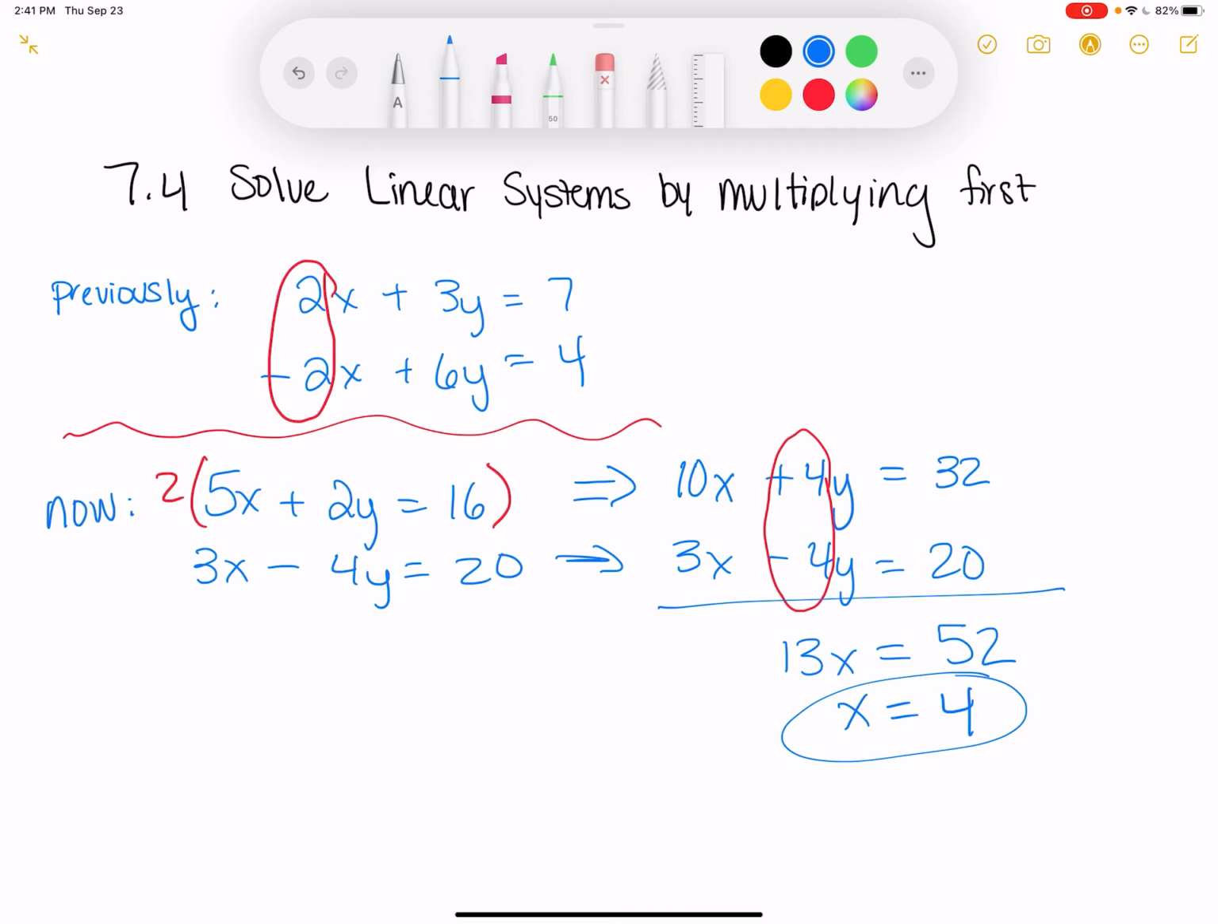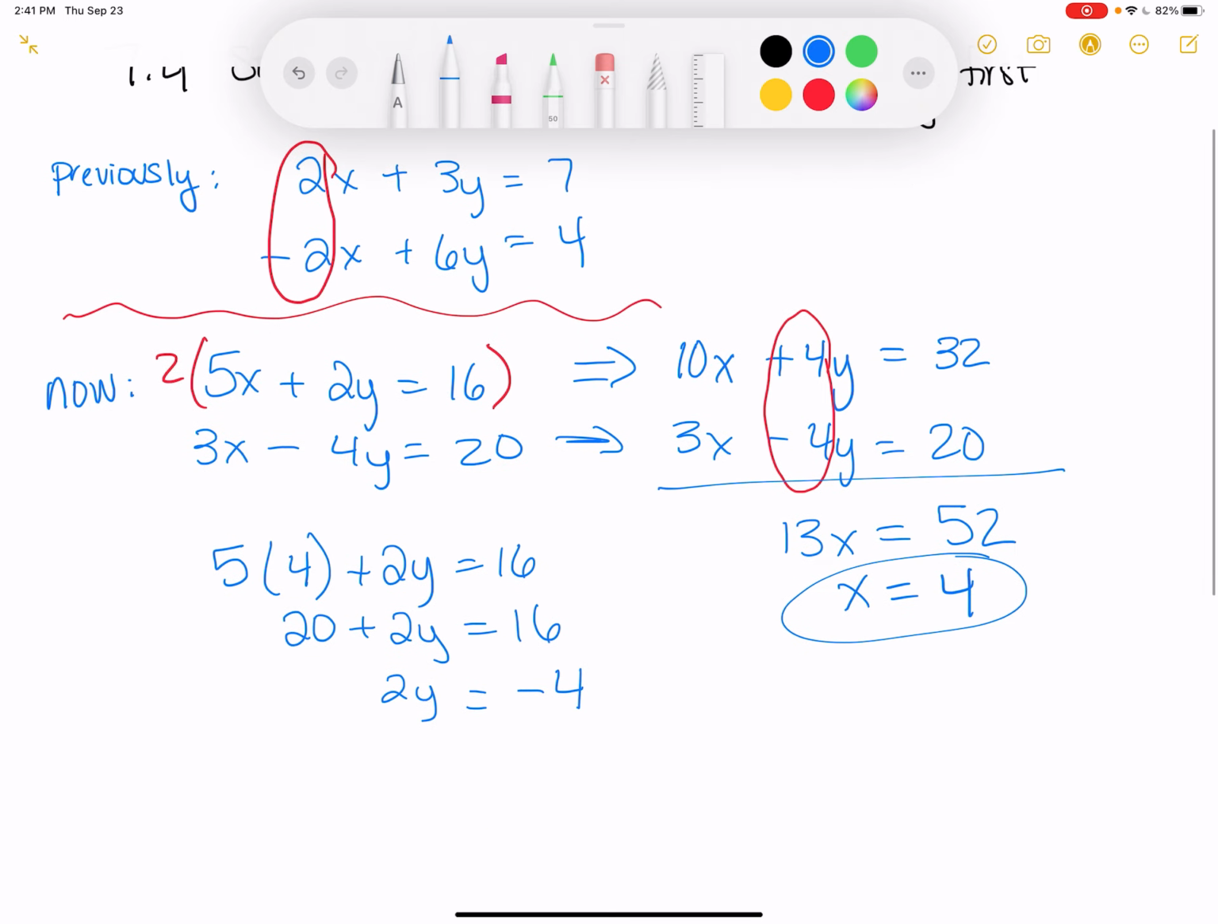Which one do you prefer, top or bottom? Top. All right, so 5 times 4 plus 2y equals 16. So 20 plus 2y equals 16. I'm going to subtract the 20. 2y is equal to negative 4. Divide by 2, y is equal to negative 2. And so then I get 4, negative 2.